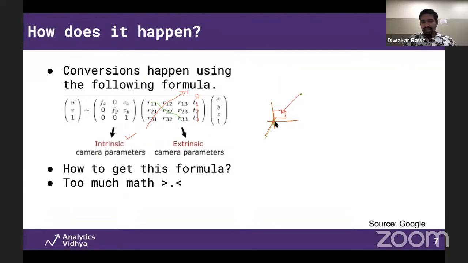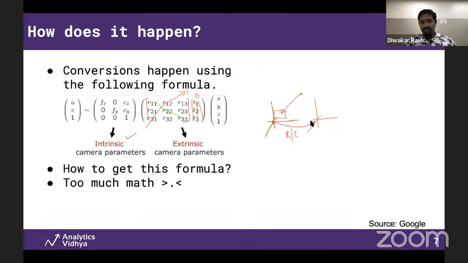So let us say over time, I move the camera in a certain direction, and now my coordinate frame becomes like this. Let us say the rotation is a capital R and the translation is a small t. This capital R is this entire matrix here, and my small t is this vector here.